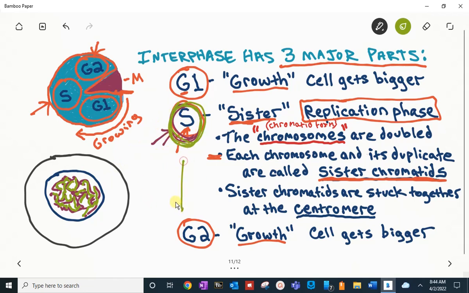So by the time it gets down to the second growth phase, we have two sets of chromosomes in here, and they start getting bigger during G2. Okay, so that's what happens in between the time periods of mitosis, in between the cell division. As you can see, the cell division is just a very small time period in the life cycle of the cell for mitosis, and the rest of the time the cell is not dividing, it's just growing up.